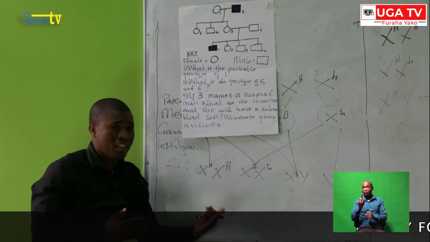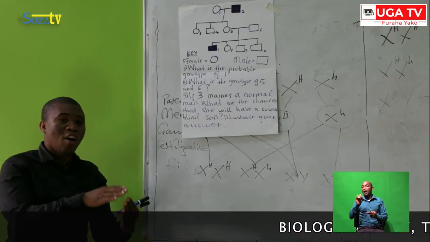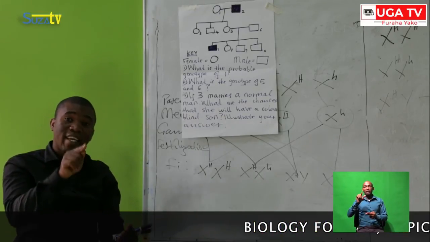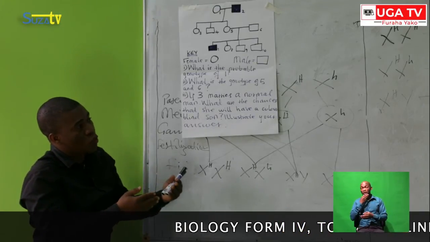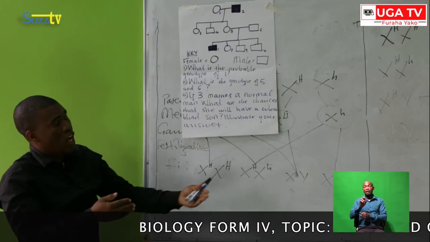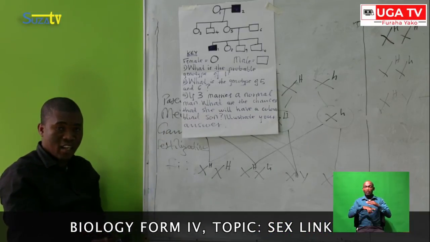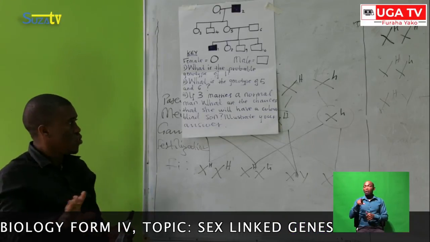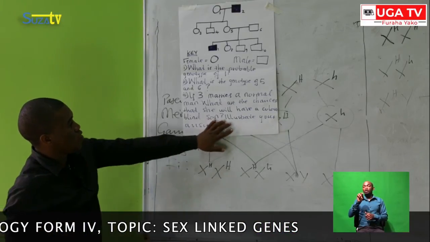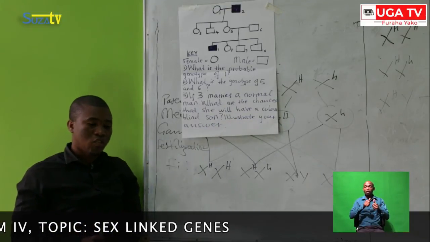So don't get confused. Color blindness is similar to hemophilia. All of them are sex-linked traits in man. So as we did in hemophilia, you shall do in color blindness. All are controlled by recessive genes. And lastly, you will illustrate your answer.